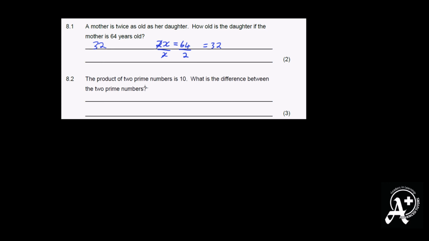Right, and in 8.2 they tell us the product of 2 prime numbers is 10. What is the difference between the 2 prime numbers? Alright, so let's first look at the key words in our problem. Firstly, the product, meaning multiplication, of 2 prime numbers is 10, and then they ask us what is the difference, so when we subtract them. The first ones we can think of immediately would be 2 and 5, because when we take 2 multiplied by 5 it gives me 10. And then they ask us what is the difference between these two numbers. So again, it's a subtraction problem, so I'm simply going to say 5 minus 2 is equal to 3, and that would be our final answer.